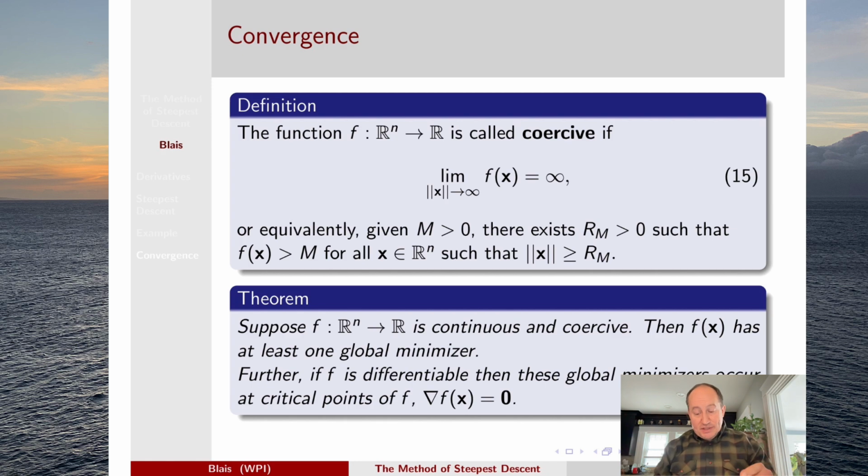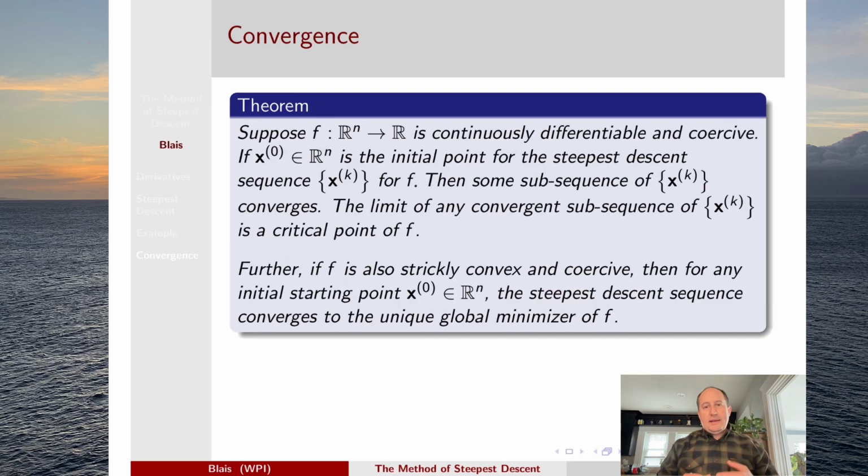Further, if f is differentiable, then these global minimizers occur at critical points, where the gradient of f equals 0. So if we have such a function, continuously differentiable, so we can do our steepest descent method because we need a derivative there, and coercive, if x0 is our initial point, and we start generating our sequence of steepest descent iterates, then some subsequence of that sequence will converge to a critical point of f.